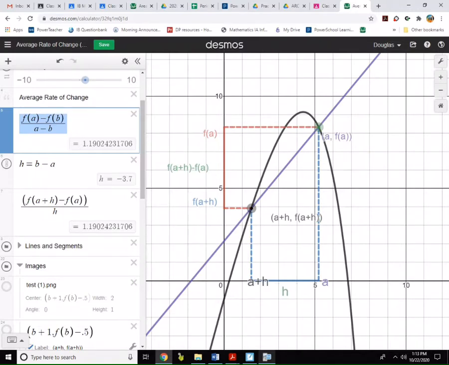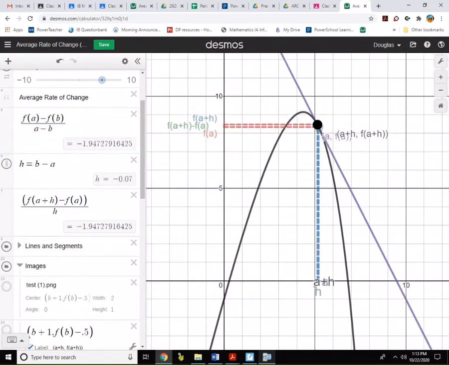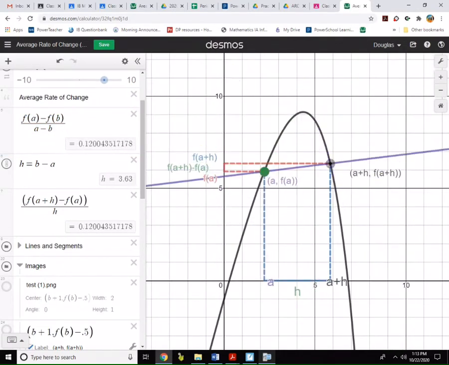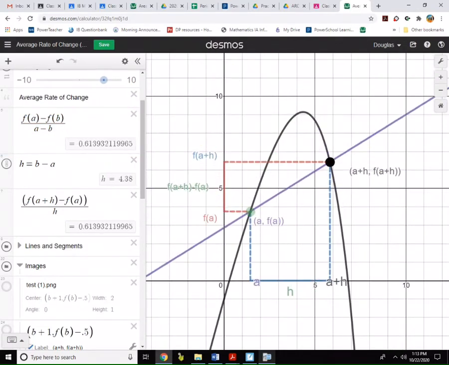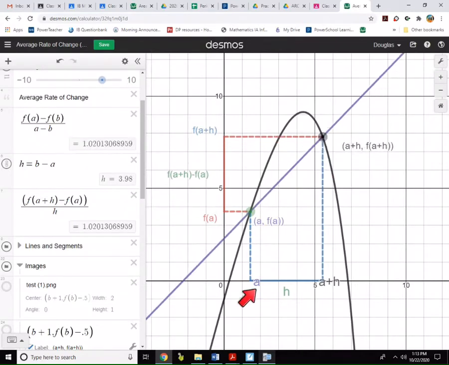My graph is a little transposed. Let me switch this back around. There, now it's going to be more consistent. I have this a value here, and here I have this other value that's a plus h. In other words, this value is h units farther away from a.